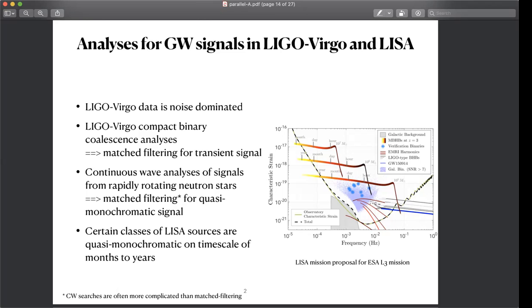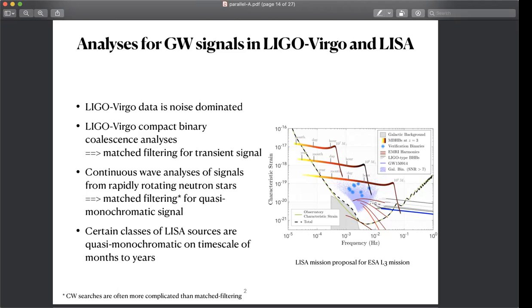LIGO-Virgo compact binary coalescence data analysis techniques generally rely on matched filtering for a transient signal. There's a waveform template bank that is matched against the data, and candidates are extracted as the data is analyzed in near real time. In contrast, continuous wave data analysis utilizes more complex techniques. Only in very specialized cases where you have a known pulsar with a good timing solution can you do a matched filter technique. Otherwise, you have to do suboptimal techniques. And you also have to accumulate a signal for a very long time because the signal is weak compared against the data.